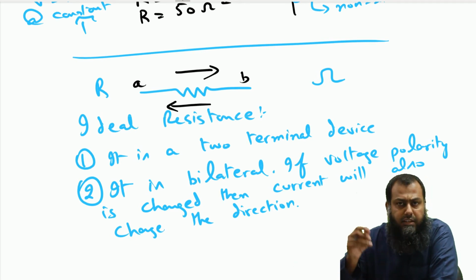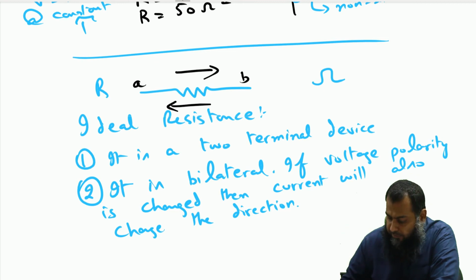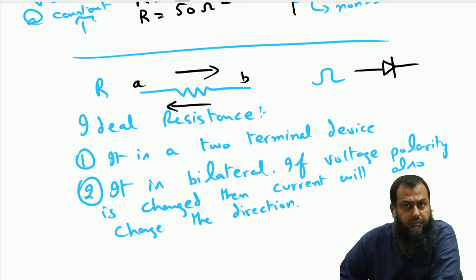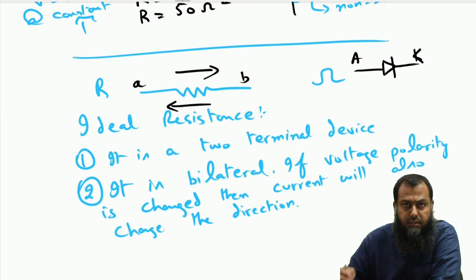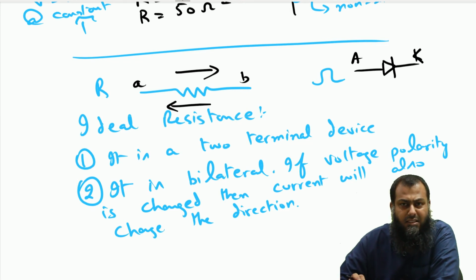There are certain devices in electrical engineering that do not allow a bidirectional flow of current through them. For example, we have a diode. A diode is not a bilateral device because current can only flow from anode to cathode, and ideally there is no flow of current from the cathode to the anode. Even in practical cases, this current is far less than the forward current of a diode. So the second property of the resistance is that it is a bilateral device.